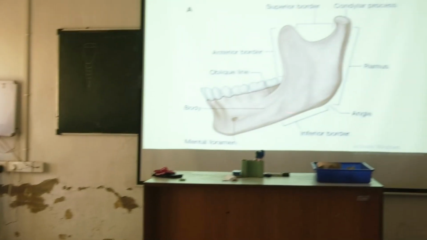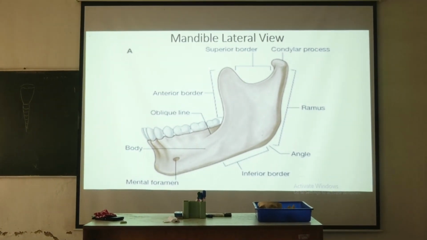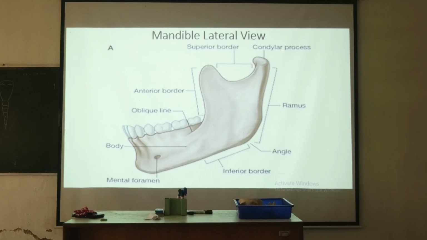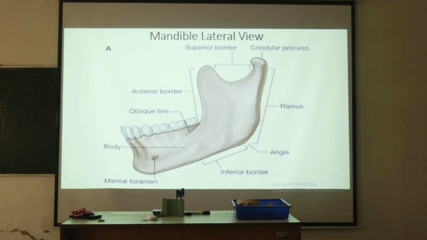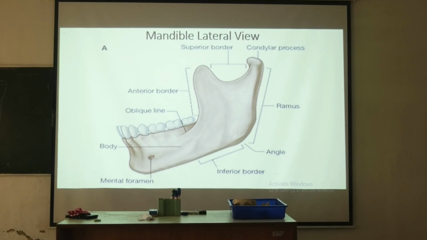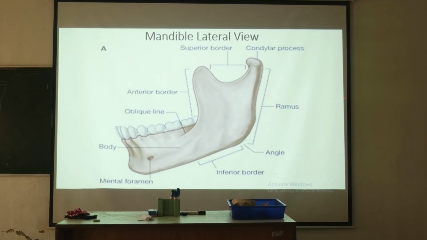So these are the different borders of the ramus that have been shown. The ramus is a quadrangular area. It has a superior border, anterior border, posterior border, and inferior border. The inferior border is continuous with the body of the mandible. On the superior border, there is a notch known as the mandibular notch. Posteriorly, there is the condylar process or head. Anteriorly, the coronoid process. Okay.